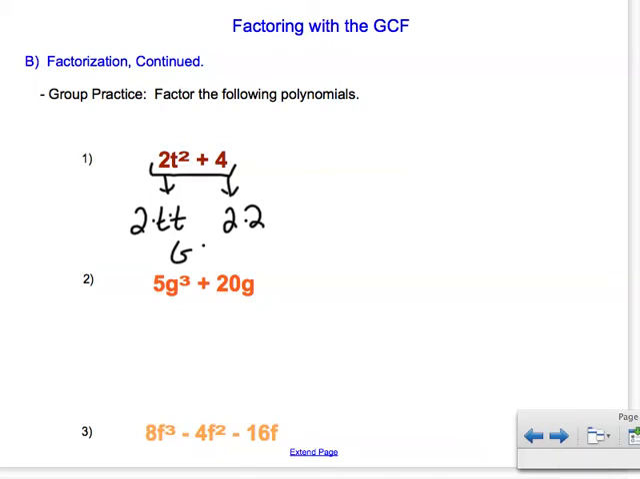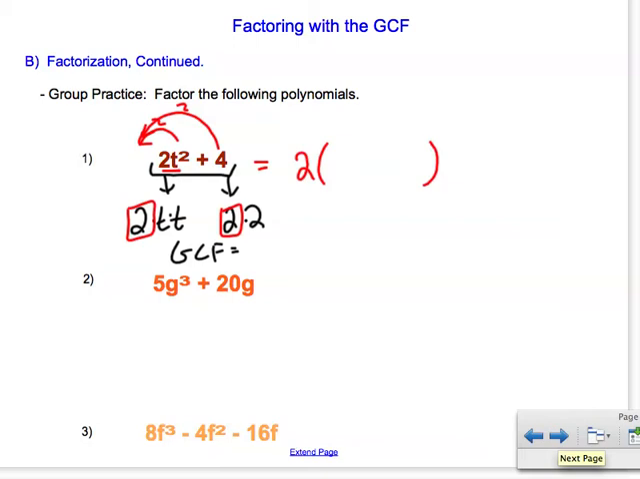So what is my GCF? Well, the only thing that those numbers have in common is just a 2. So what I'm going to try and do is pull out a 2 from this term and pull out a 2 from that term. Divide it out. So I'm going to put my 2 in front here.